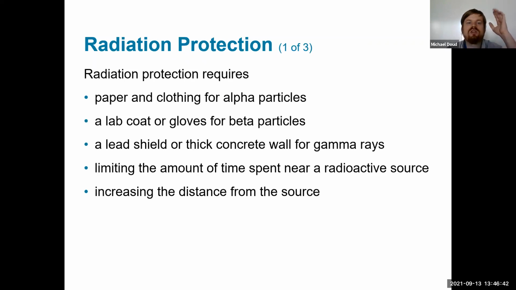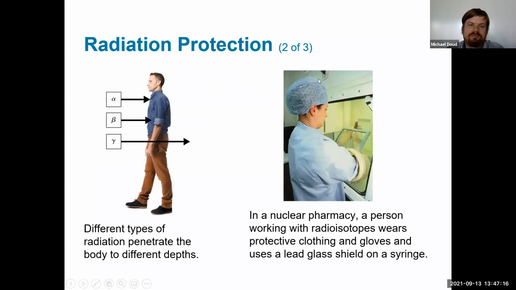Okay, here's how you protect yourself from radiation. For alpha particles, literally a sheet of paper will stop an alpha particle, and just your normal clothes. For beta particles, you need a lab coat or gloves. But for gamma rays, you need a lead shield that's very thick, or a thick concrete wall. Otherwise, the gamma rays are too powerful and they will go right in. Of course, the best way to protect yourself is to limit the amount of time that you spend near a radioactive source, and be as far away as possible from the source.